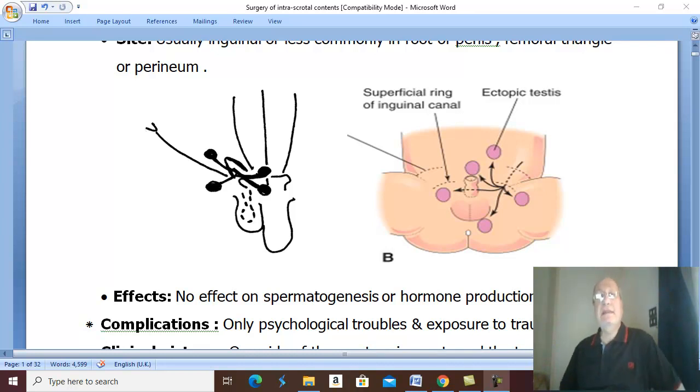Ectopic testis. What is the definition of ectopic testis? To know the definition of ectopic testis, we need an introduction.